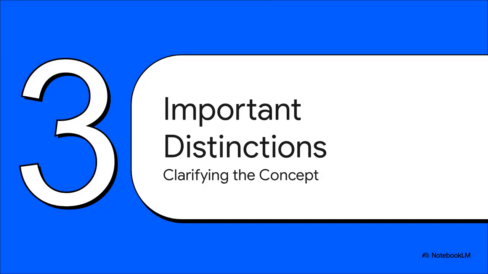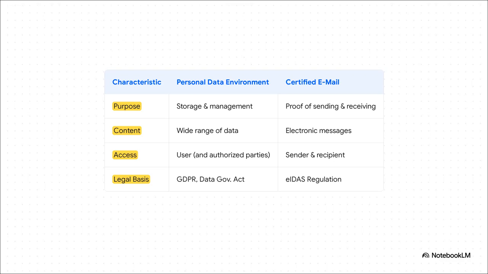Now, to really understand this concept, it helps to know what it isn't. So in this section, we're going to clear up some of the key differences between personal data environments and other digital tools you might already know. A really common mix-up is with certified email. They sound similar, but they do totally different jobs. A personal environment is for long-term storage and management of all kinds of data. Certified email, on the other hand, is just a communication tool. Its only job is to give you legal proof that a message was sent and received. That's it. They even operate under different legal rules.